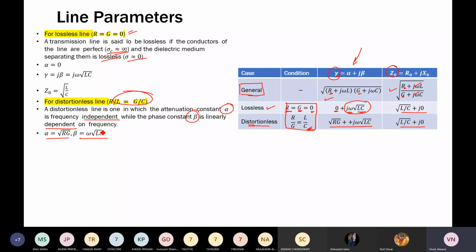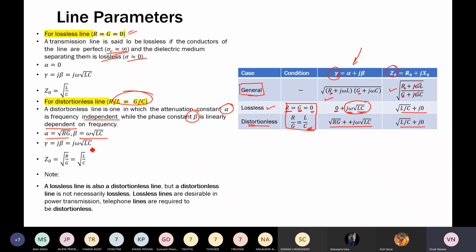You need not memorize them, but if you memorize the bigger formulae, by putting the condition you can derive them within 20 or 30 seconds. Then gamma is equal to j beta, that is j omega root LC, and Z0 is equal to root R upon G or root L upon C, proportionality constants. Note that a lossless line is also a distortionless line.